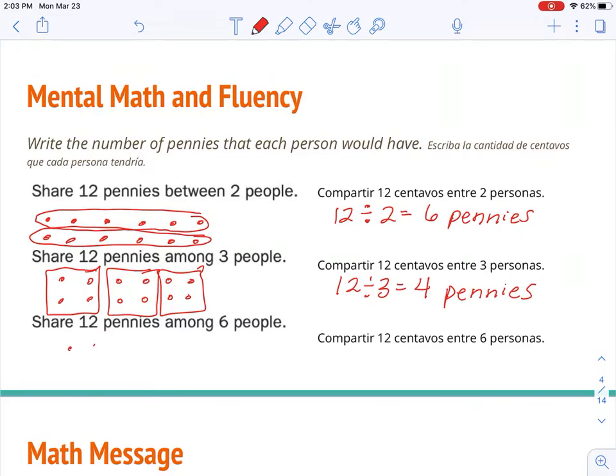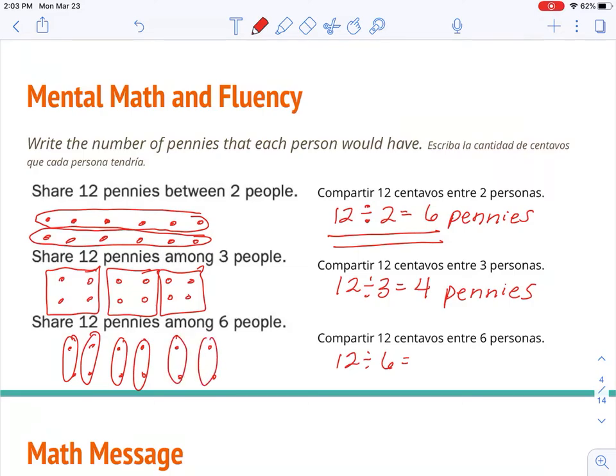Now, if we have 6 people, I need to figure out how many pennies each person would get. So this time I'm taking 12 and dividing it by 6. Now I can refer back to my first problem because I remember I did this number model up here. So all I should do is switch my numbers. So I should have 1, 2, 3, 4, 5, 6 people would each get 2 pennies.